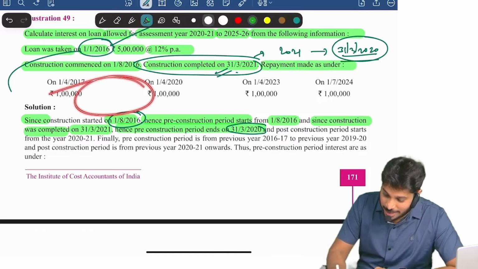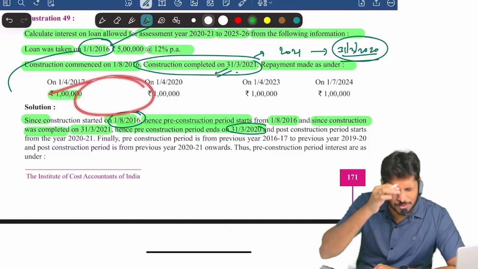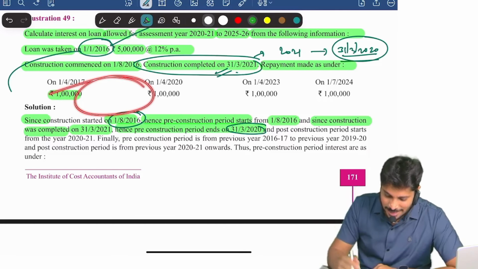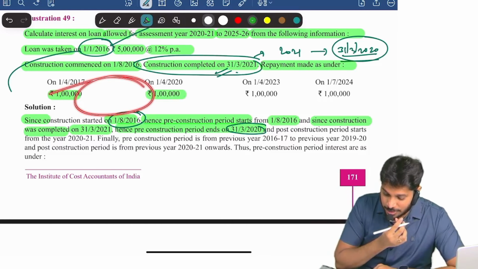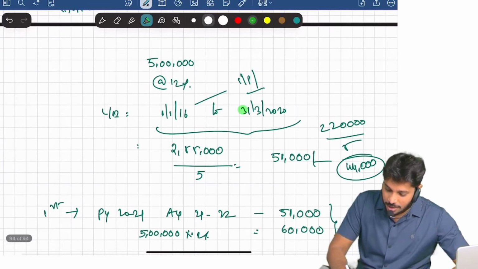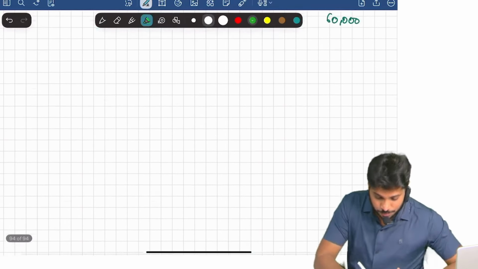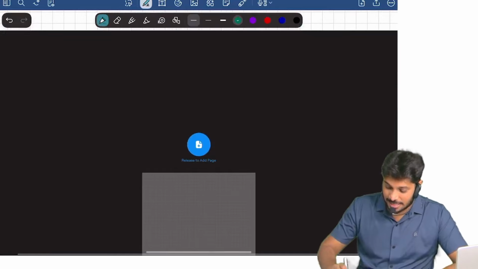Repayment was also made. When they repaid the loan, 1 lakh was repaid on 1st April. So much complication in this problem. Again on 1st April 2020 they repaid another 1 lakh. So technically, on or before 31st March 2020, only 1 lakh was repaid. Now we need to calculate very carefully.